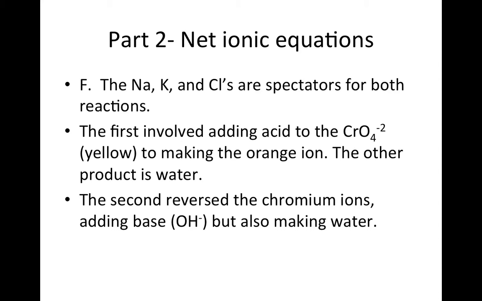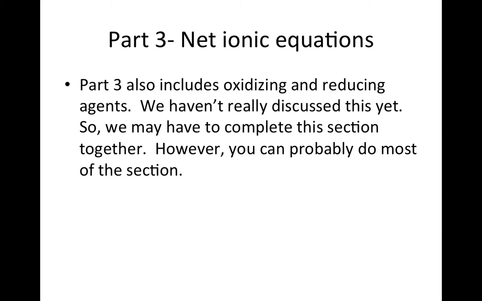Part 2, letter F, the sodium, potassium, and chlorides are all spectators for these reactions. First, we turn the yellow chromate ion into the orange dichromate ion, and by adding acid to that, we use H+ for acid, of course. The other product is water, and then on the second, we're adding base, also making water, but we're going from orange to yellow on that one. And if you have trouble with knowing how to do those ions, they should be on the first page.